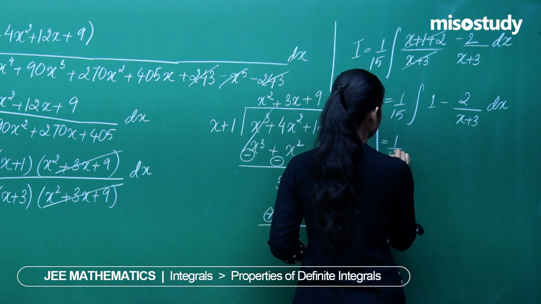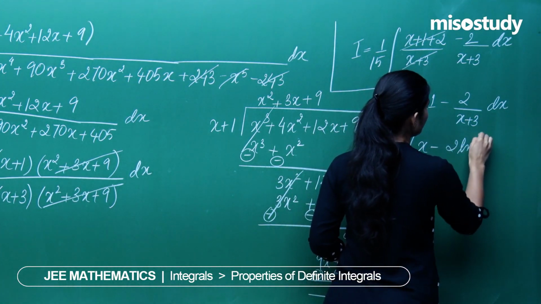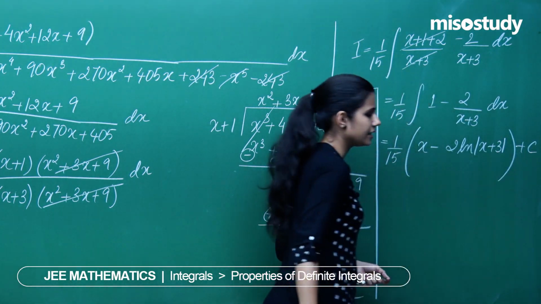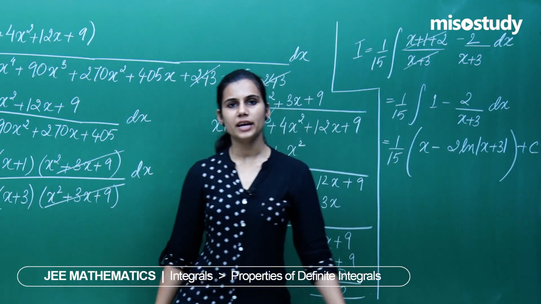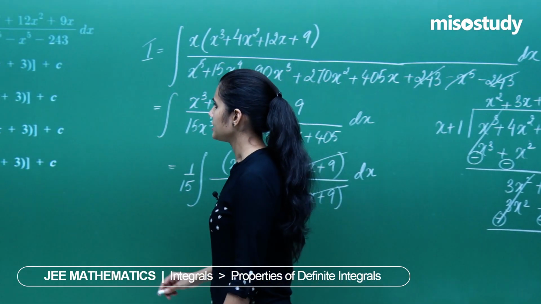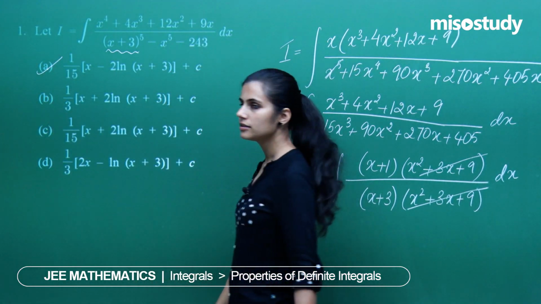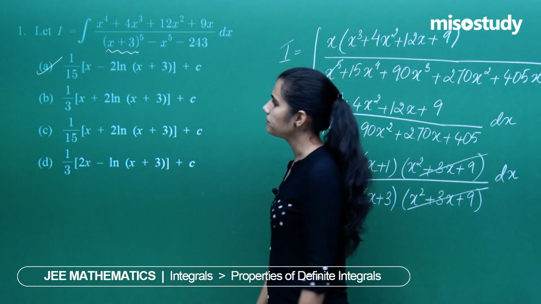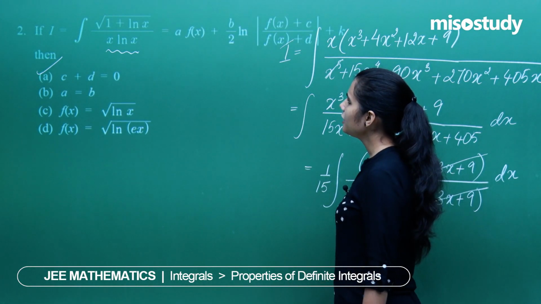which is 1 by 15. This turns out to be x minus twice of ln of x plus 3 plus c. So what is your answer? 1 by 15, x minus twice of ln x plus 3 plus c. What is it? This. Fine. 1 by 15, x minus twice of ln x plus 3 plus the constant of integration. Let's look at the next question we have.